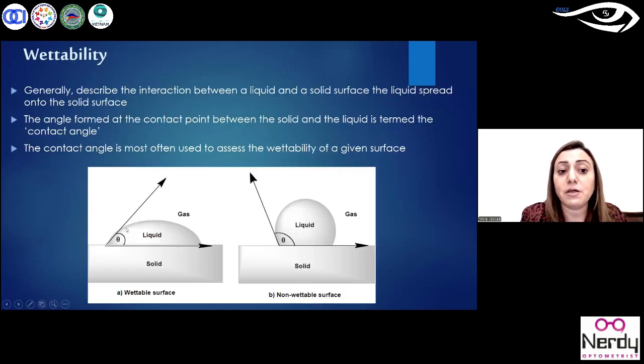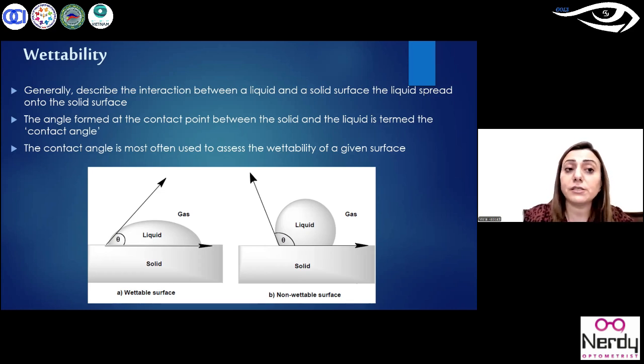and they see the contact line between the three interfaces, which are air, and then this is the liquid, and this is the solid surface. The angle between the three interfaces, they call it the contact angle. And the contact angle is the gold standard to measure wettability of any given surface.